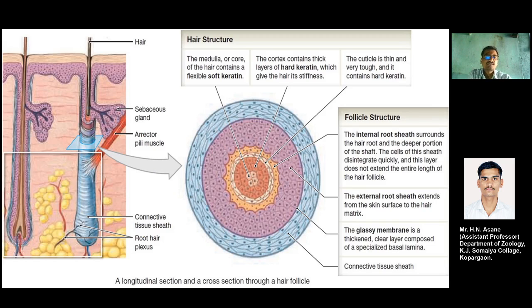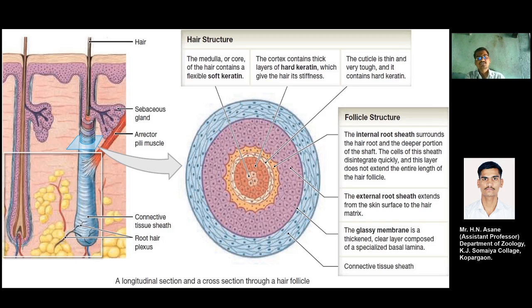Okay, so as you can see, the connective tissue sheath at the root hair plexus. And at your right, in the middle, is the transverse section of the hair follicle. In the hair structure, the medulla core contains flexible soft keratins. The cortex contains a thick layer of hard keratin, which gives the hair its stiffness. The cuticle is thin and very tough and contains keratin.